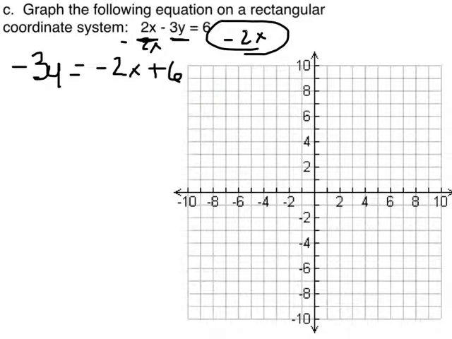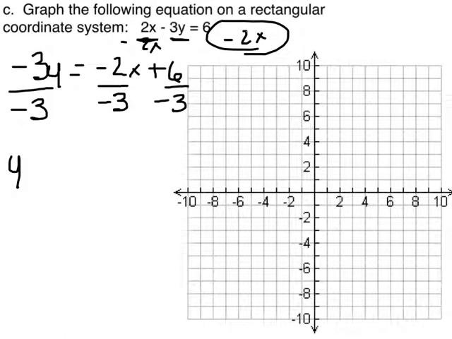Alright, so now what do I need to do? I need to get y by itself. So to do that, I'm going to have to divide every single term by negative 3, and that's going to leave me with y equals, a negative divided by a negative is a positive 2/3 x, and a positive divided by a negative is negative, so minus 3. Alright, so this is how we would graph this.